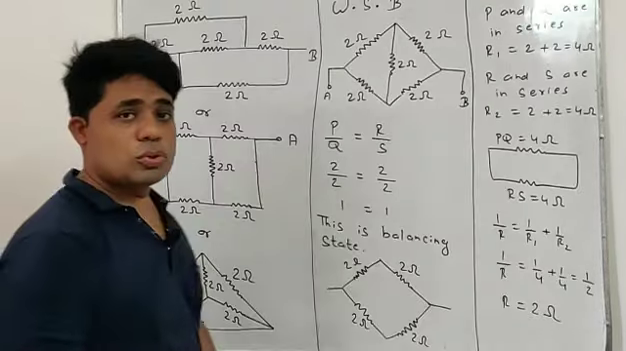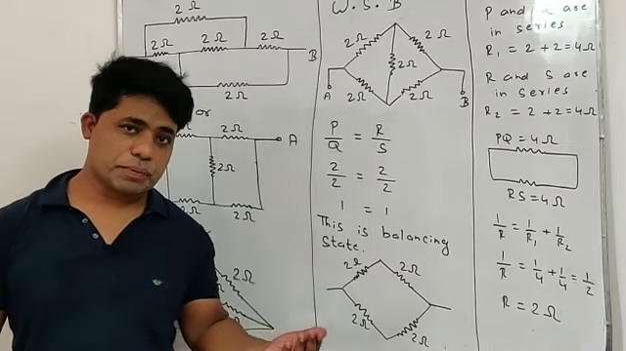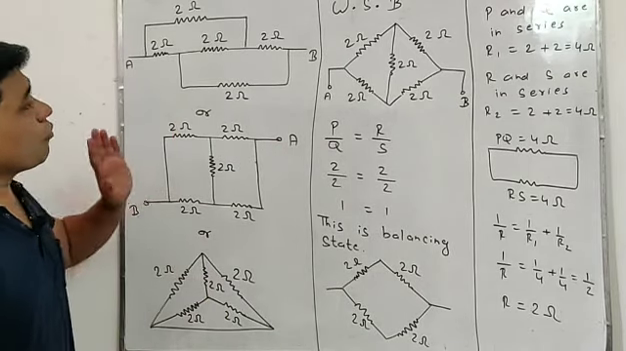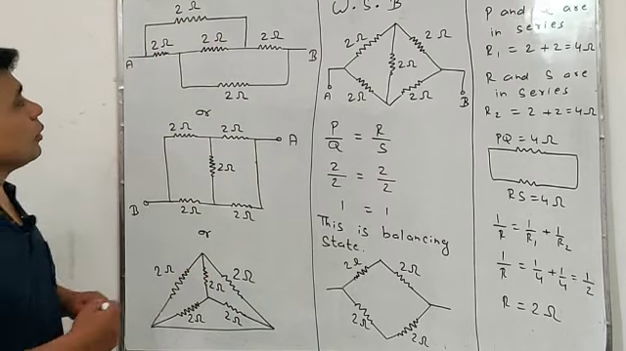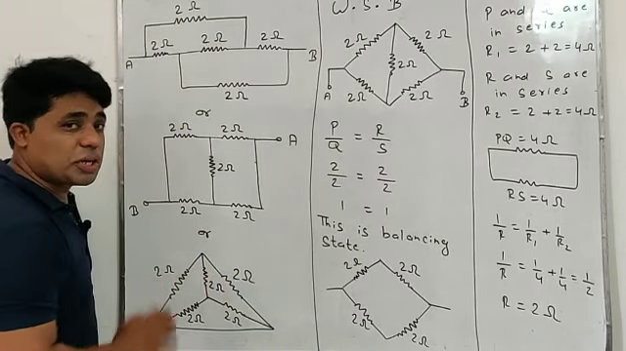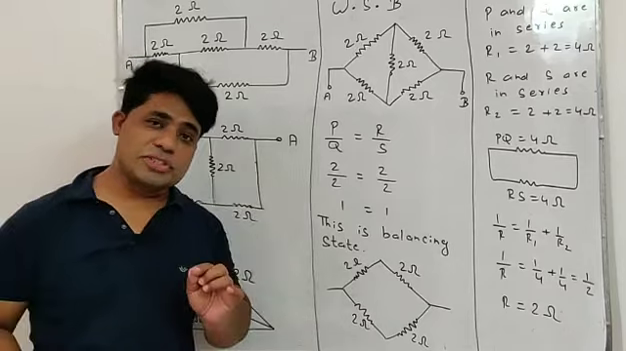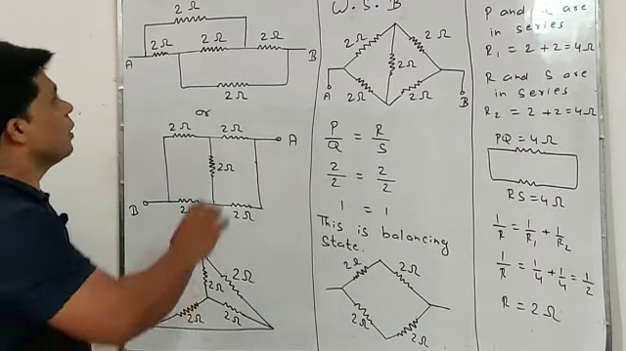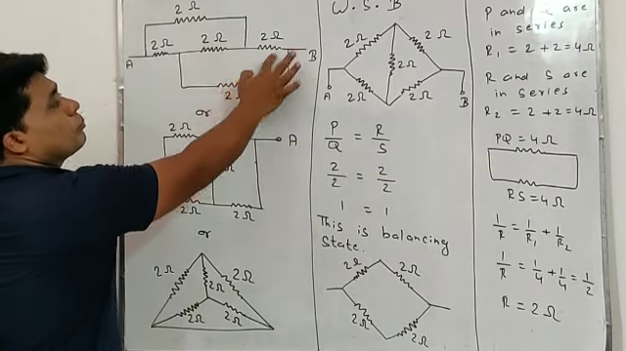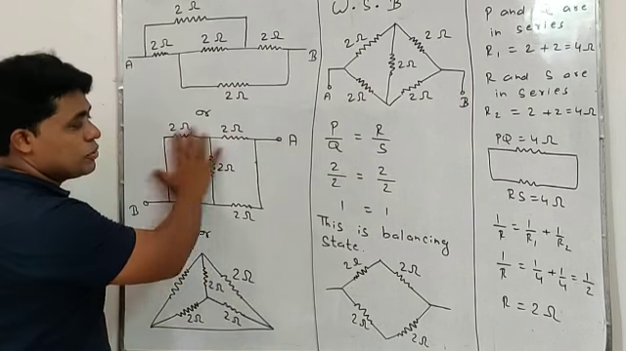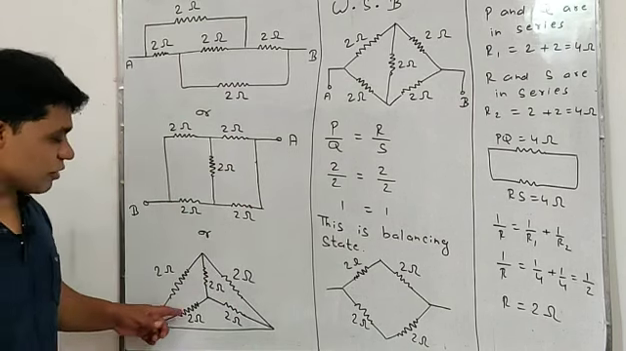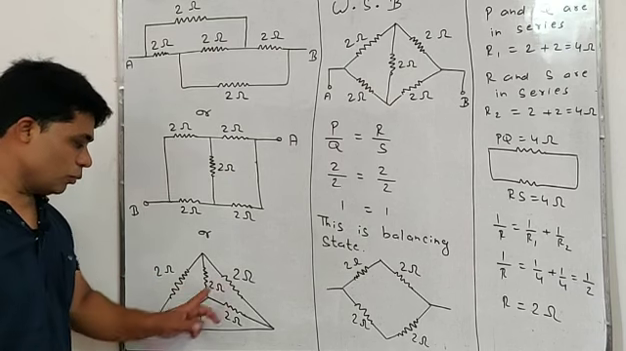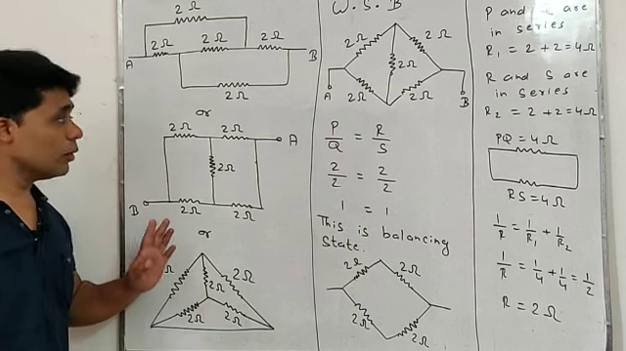Okay students? Now this is the second question. Based on resistance, we are given three different circuits. Look at students, we are given three different circuits, and the resistance of each side is 2 ohm, 2 ohm, 2 ohm. A similar diagram, 2 ohm, 2 ohm and 2 ohm. And look at this triangle, 2 ohm, 2 ohm and one is 2 ohm.